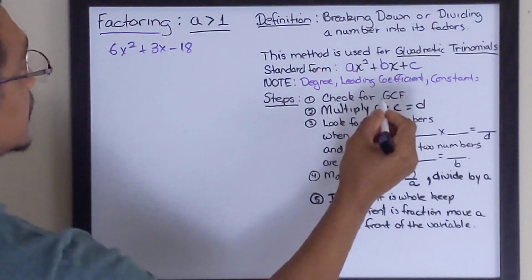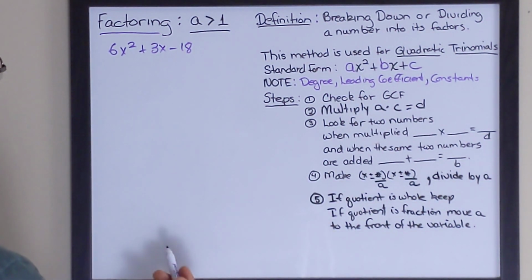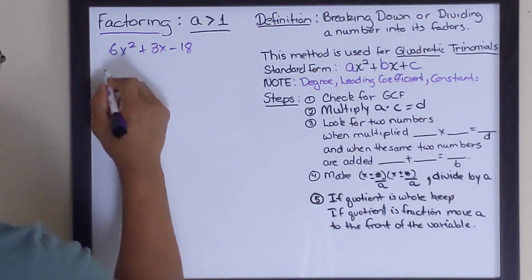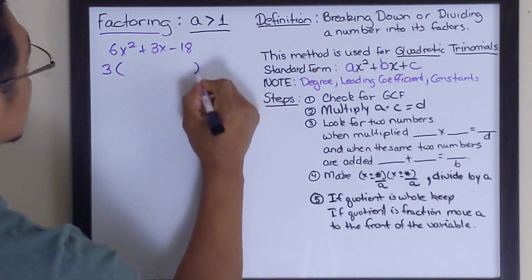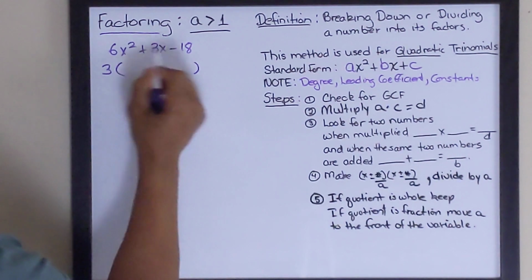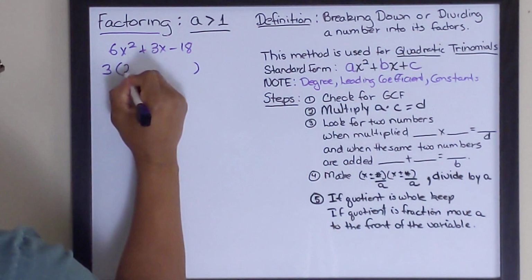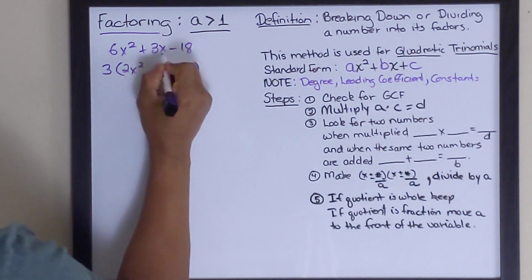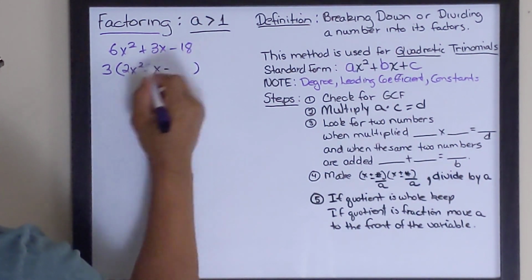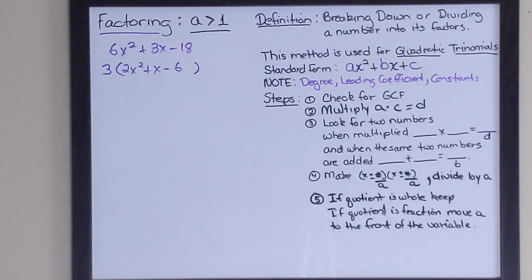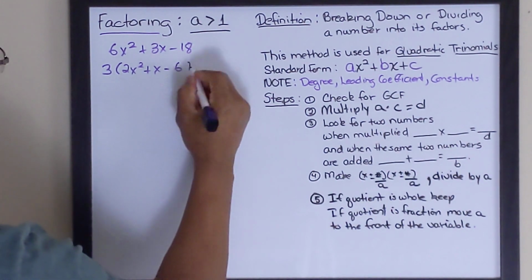Step 1 says check for a GCF, and if you look between this term and this term, there is a greatest common factor between them, and it is a 3. So we are going to pull out that 3, and write out the factor that remains from each of these terms. We divide this by 3 and we get 2x squared. We divide this by 3 and we get plus x, and we divide this negative 18 by 3 and we get negative 6. So now we have this 3 sitting out here, and this polynomial sitting inside the parentheses.